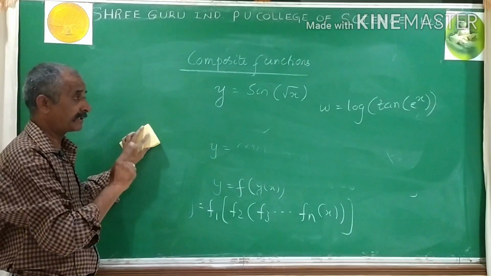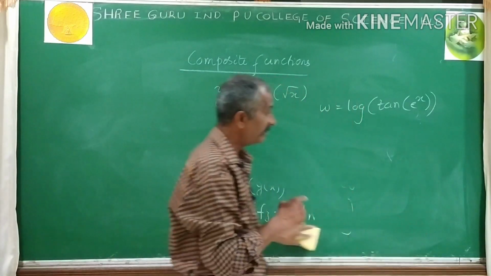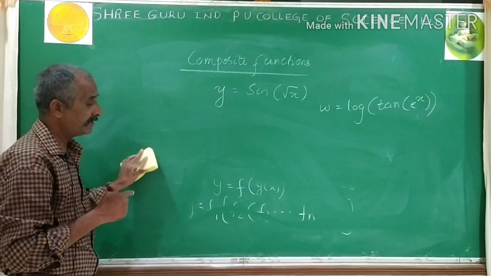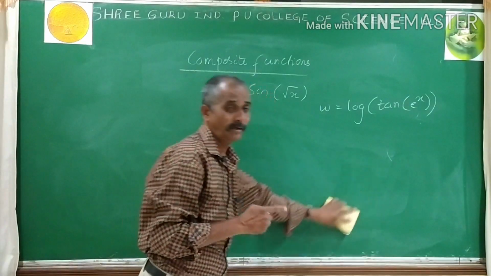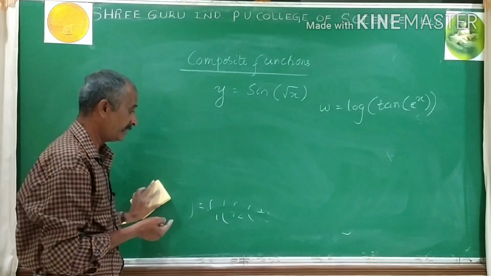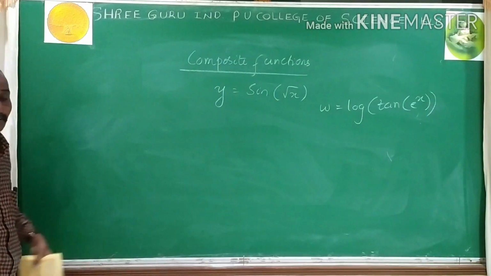Here, as far as calculus is concerned, I have defined. Now let us study how to find the derivative of a composite function. In the last two periods, we have seen how to find the derivative of only simple functions. Now let us consider how to calculate the derivative, or how to find the differentiation, of composite functions.